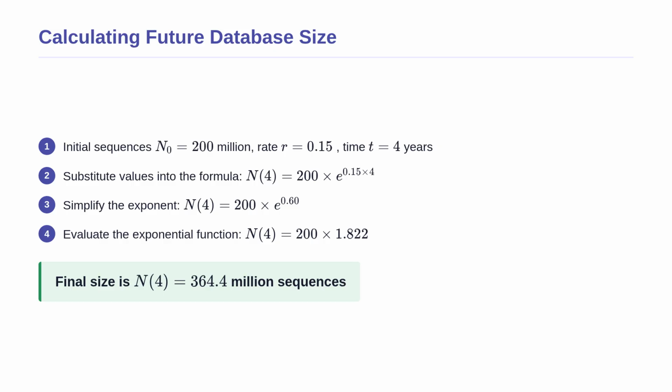Next, we multiply the rate 0.15 by the 4 years to get 0.60 in the exponent. Using a scientific calculator, e raised to the power of 0.60 gives a growth multiplier of approximately 1.822. Multiplying this by our initial 200 million gives a final answer of 364.4 million sequences. This means the database will nearly double in just 4 years.